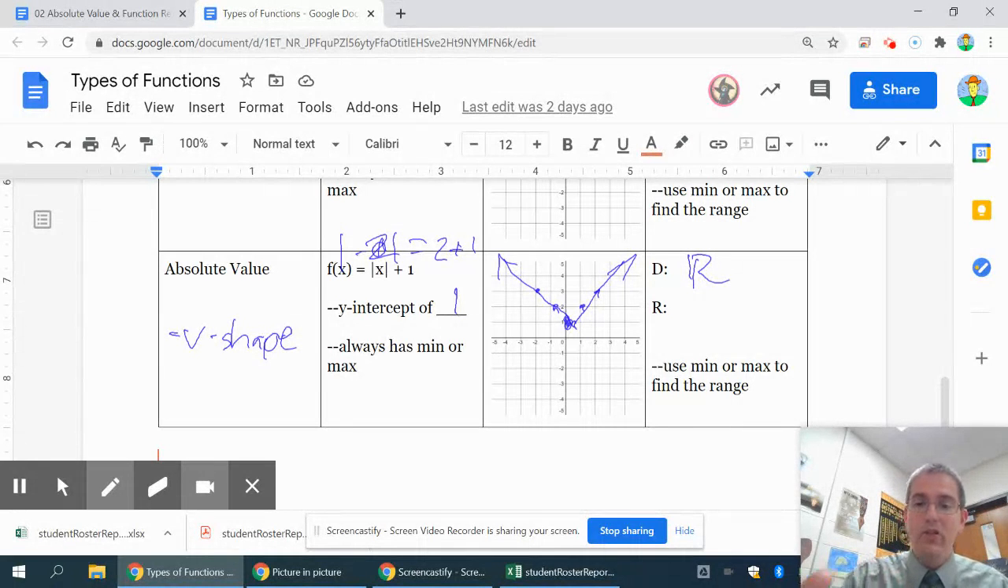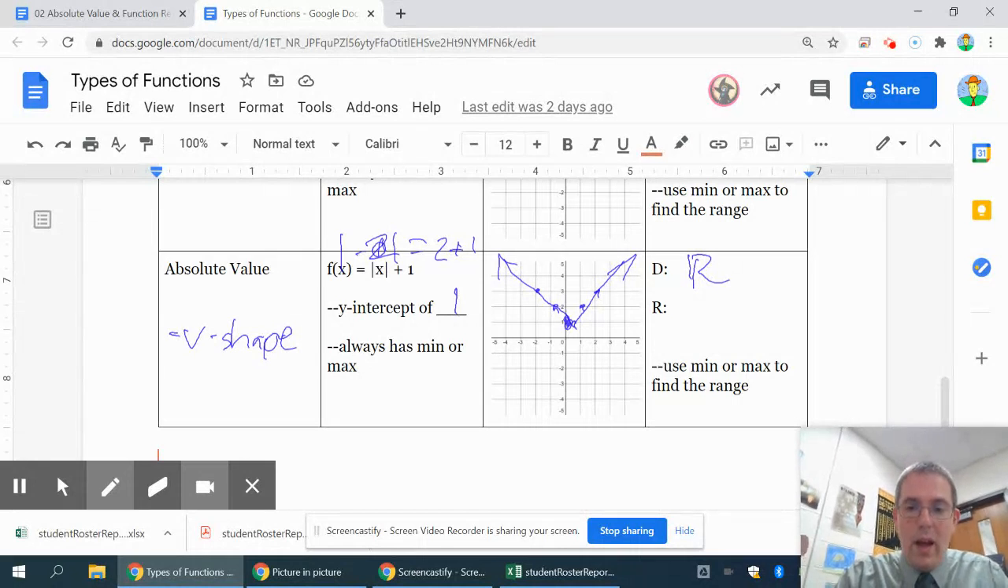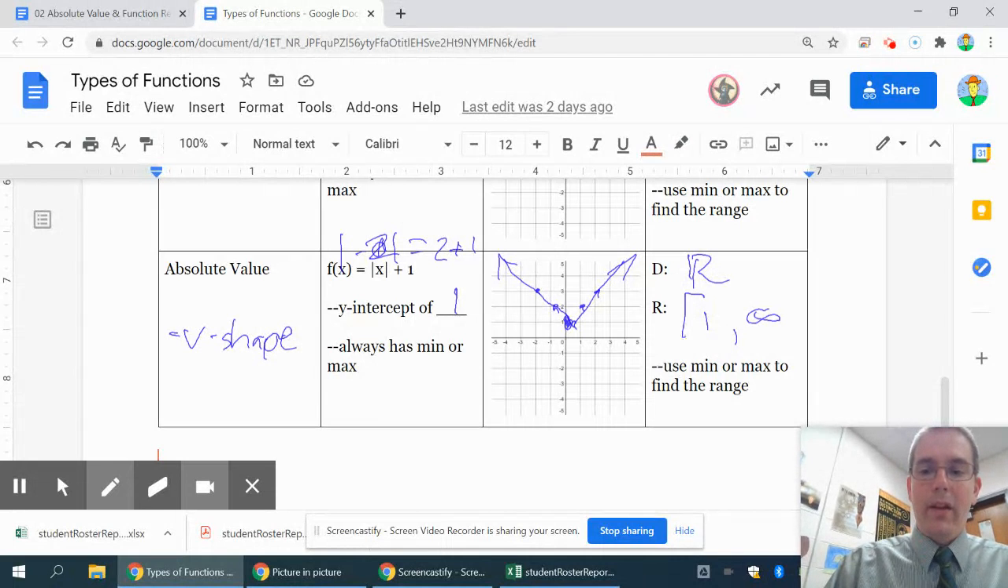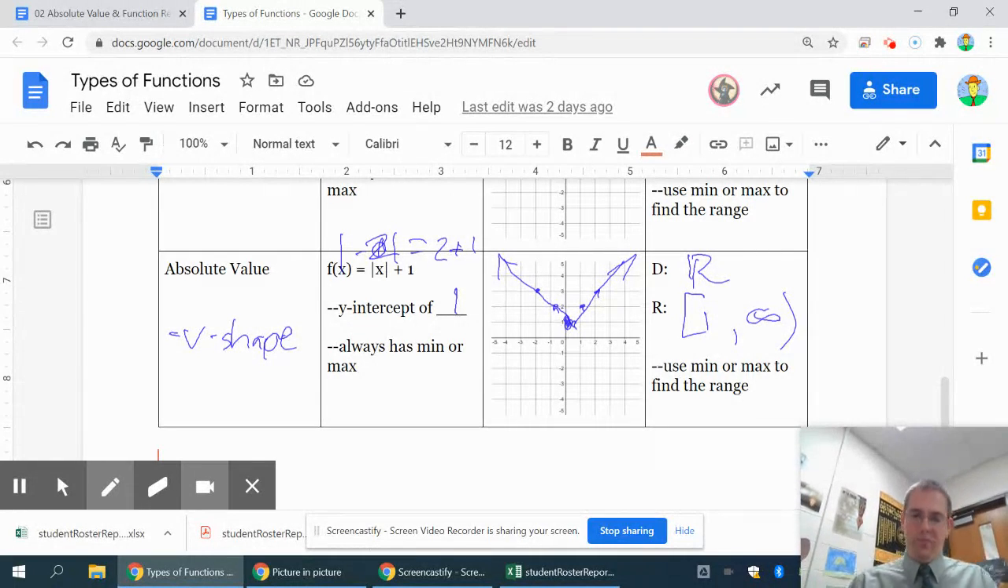And then your range is going to be your y value. So the smallest y value I have here is 1. Always start with the smallest value. The largest y value I have here is infinity, so it goes from 1 to infinity, and that gives you some ideas there. Now I'm going to take care of two things real quick.